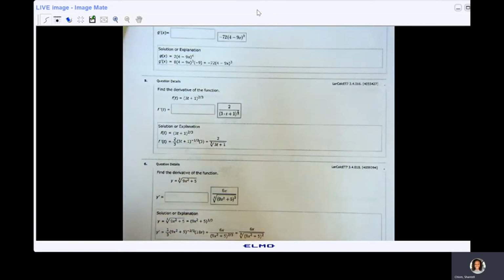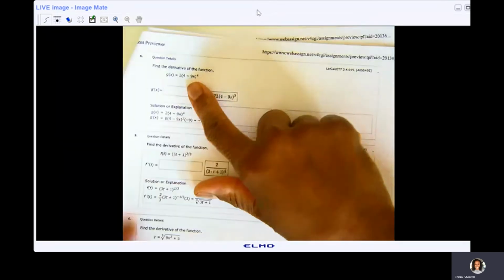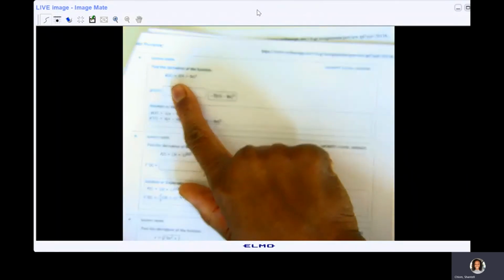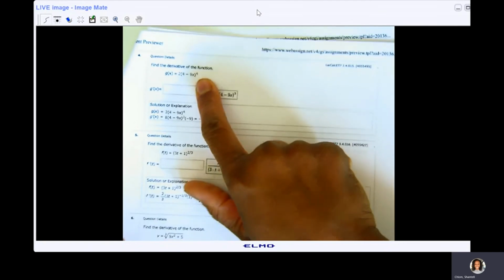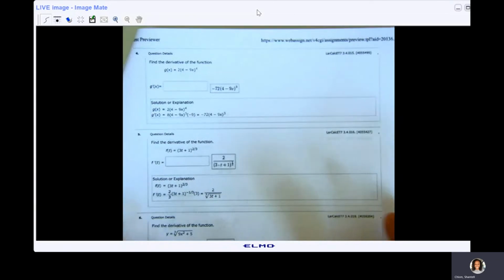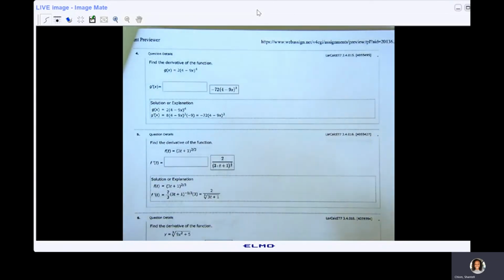Alright, let's take a look at a couple of derivatives here on this page. Again, I did some in the notes. They're very similar. These start out really similar. Look at number 4. You've got g of x equals 2, and then parentheses 4 minus 9x to the fourth power. So we're looking for g prime.